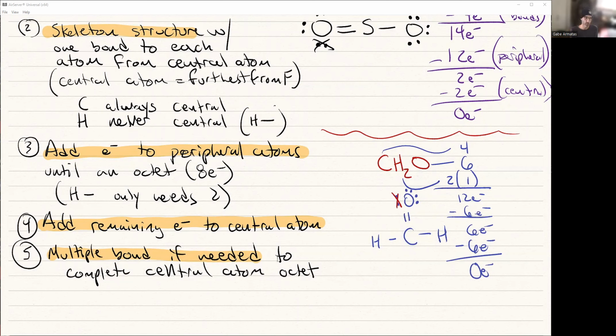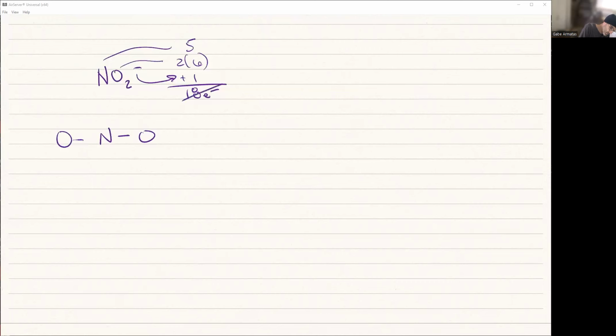Nitrogen has 5. My oxygen, 2 times 6. And the negative charge is actually me adding 1 extra electron, right? Negative means there's an extra electron there. So what is that? 18 electrons total. And then from here we proceed. Nitrogen is in the center, oxygen on either side. I've just lost 4, so I'm down to 14.